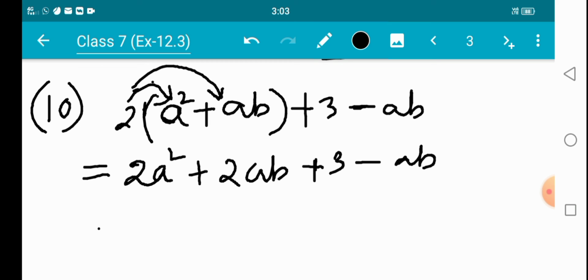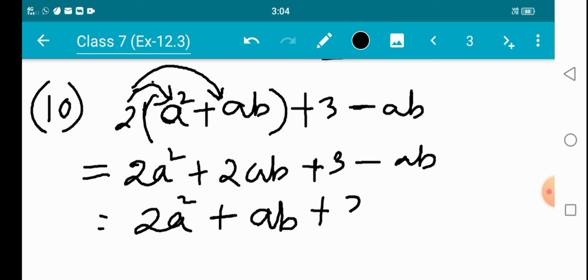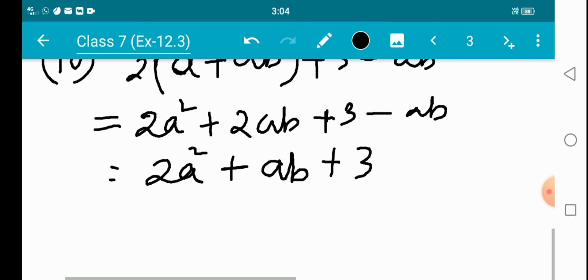After that, see, are there any like terms? Yes, 2ab and ab, there are 2 like terms, so we will use this. 2a square plus 2ab minus ab means you need to subtract, and the larger number's sign will come in front. So it will be ab, from 2ab 1ab is subtracted, so 1ab is left, plus 3. Now it is the answer of this simplification, and now you have to put the value of a and b.